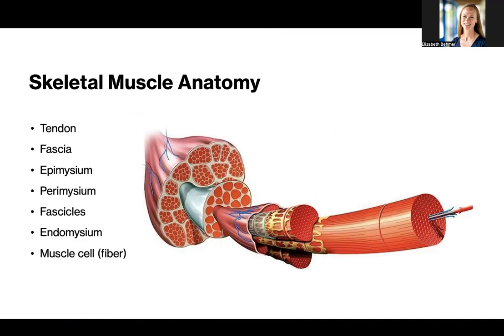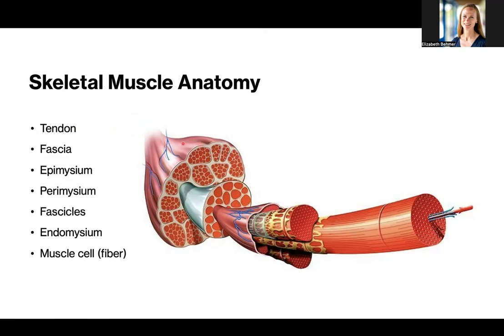So this picture is showing the basics of the organization of an entire skeletal muscle. Shown here, where my laser is, is where the tendon would be. Let's say that this is your biceps brachii, for example, the muscle in your anterior upper arm. The tendon would connect the biceps brachii to the bone that it is attached to. So a tendon always attaches a muscle to a bone.